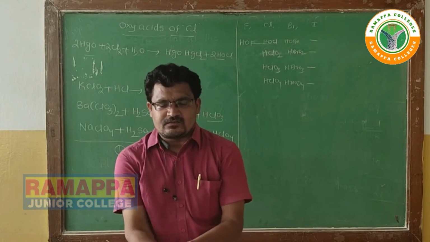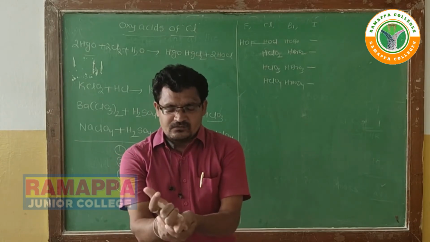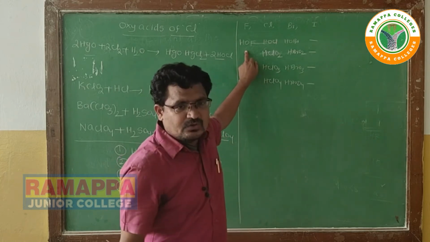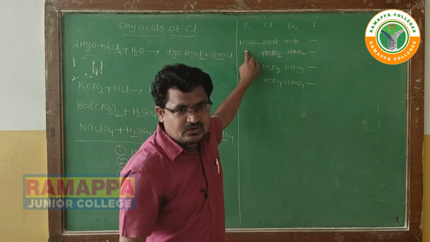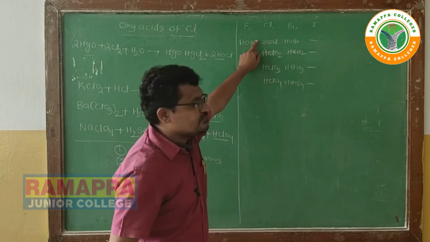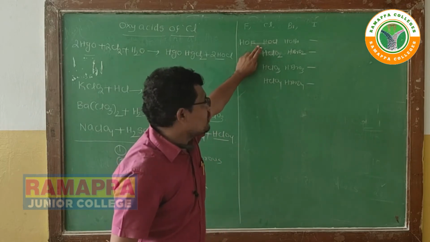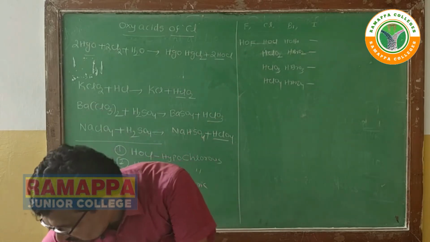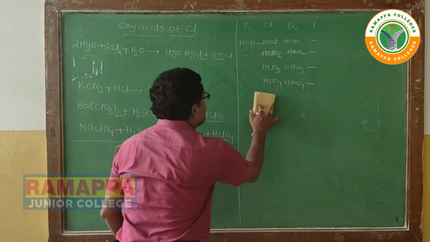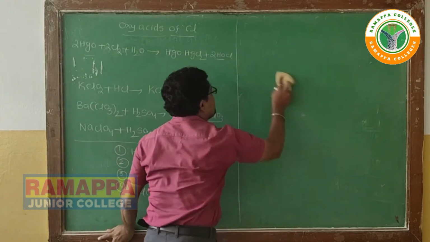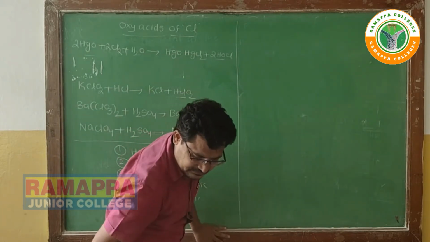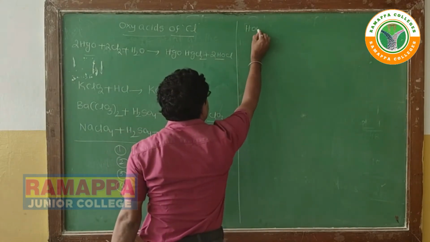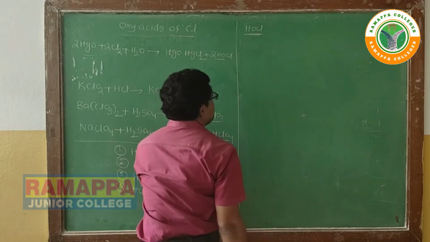Among these oxyacids, fluorine forms only one type, that is hypofluorous, due to fluorine being a small size and high electronegativity atom. Chlorine forms four types, that is hypochlorous, chlorous, chloric, perchloric. Now we discuss one by one. Let us take the first one, hypochlorous acid. Its formula is HOCl.